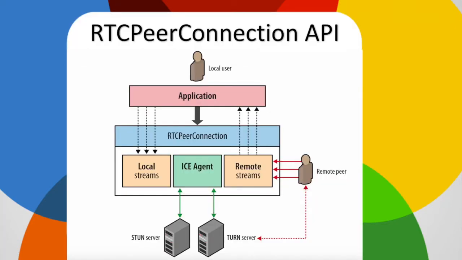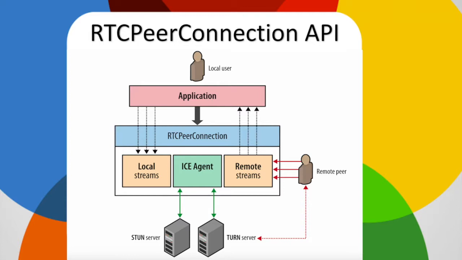In the many protocols involved in setting up and maintaining a peer-to-peer connection, the application API exposed by the browser is relatively simple. The RTCPeerConnection interface, as shown in the figure, is responsible for managing the full life cycle of each peer-to-peer connection.